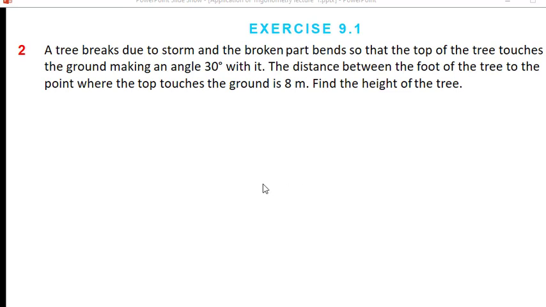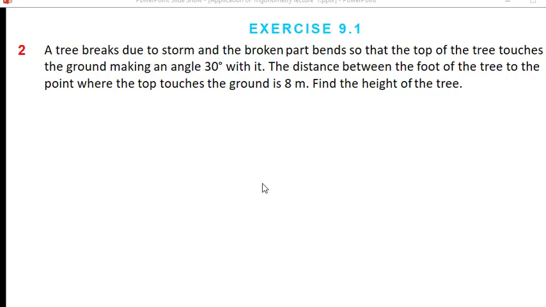A tree breaks due to a storm and the broken part bends so that the top of the tree touches the ground, making an angle of 30 degrees with it. The distance between the foot of the tree to the point where the top touches the ground is 8 meters. Find the height of the tree.